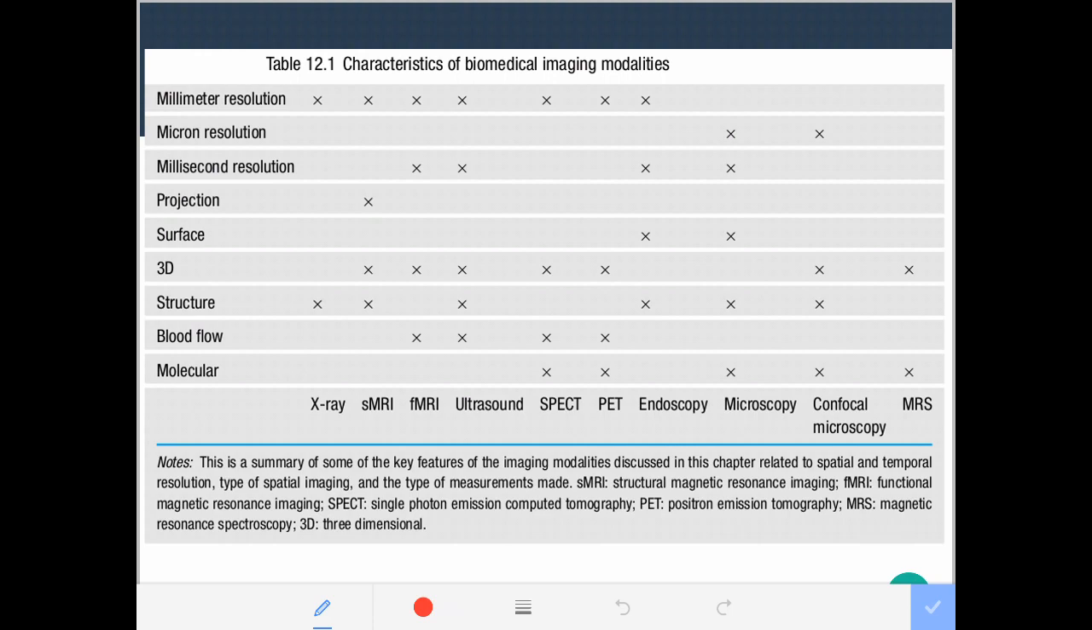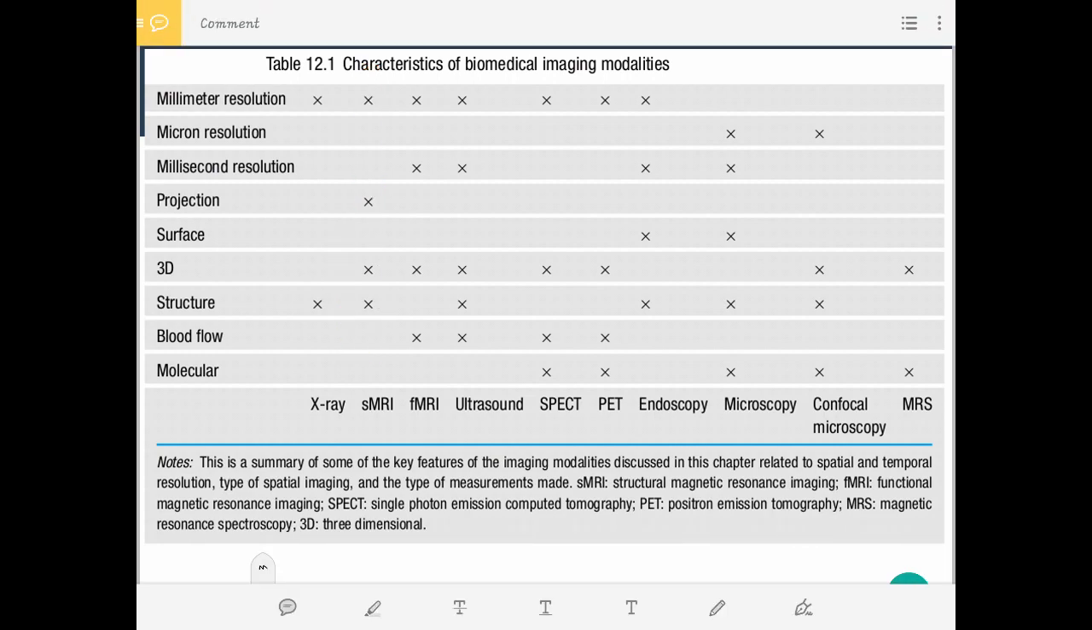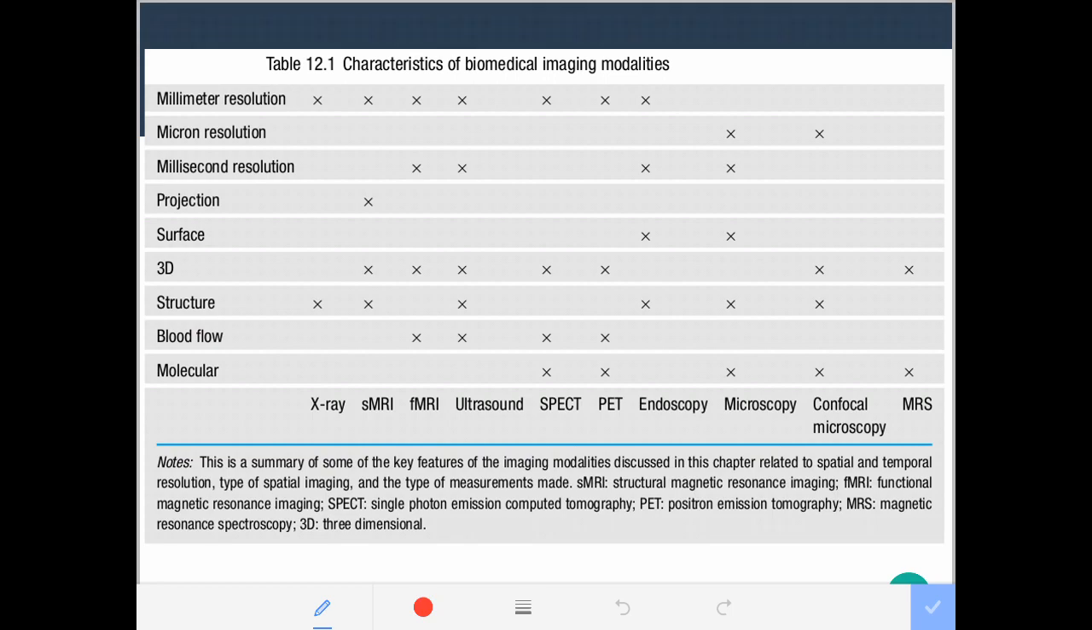And we have structural MRI, which, if you notice, has all of the functionalities of your X-ray. But structural MRI is more expensive than X-ray. So, of course, for routine checkups, we do not necessarily use structural MRI, we just use X-rays.